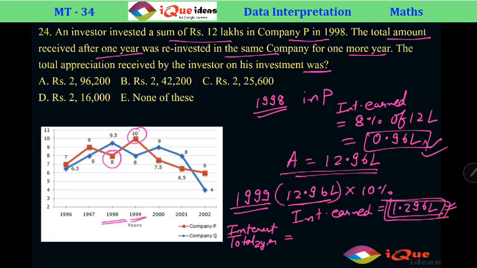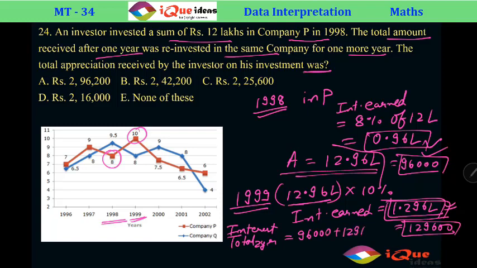So 0.96 lakh is actually equal to 96,000 rupees, and 1.296 lakh will become 1,29,600 rupees. Okay, so add them carefully. It is 96,000 plus 1,29,600. So if you add, it becomes 129 plus 96, 225. So 2,25,600. Right? So this is the answer of this question. If you look at the options, it is 2,25,600. C option is the correct answer. Let's take up the next question now.